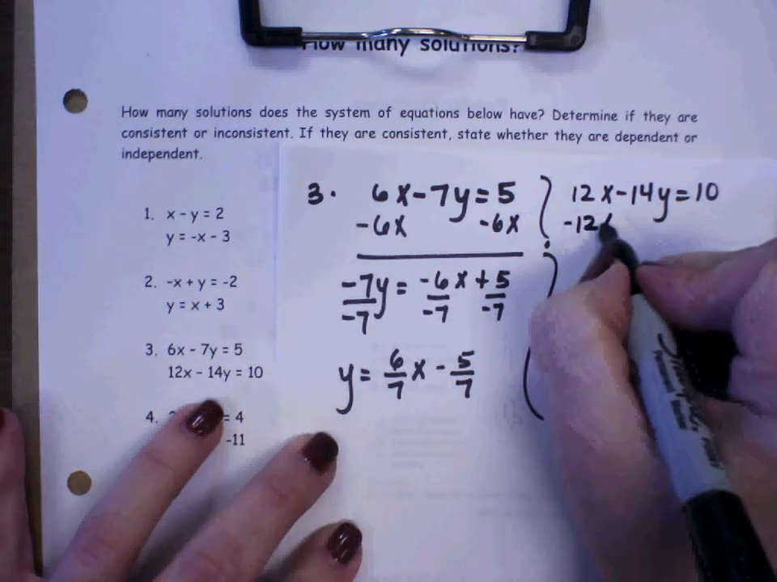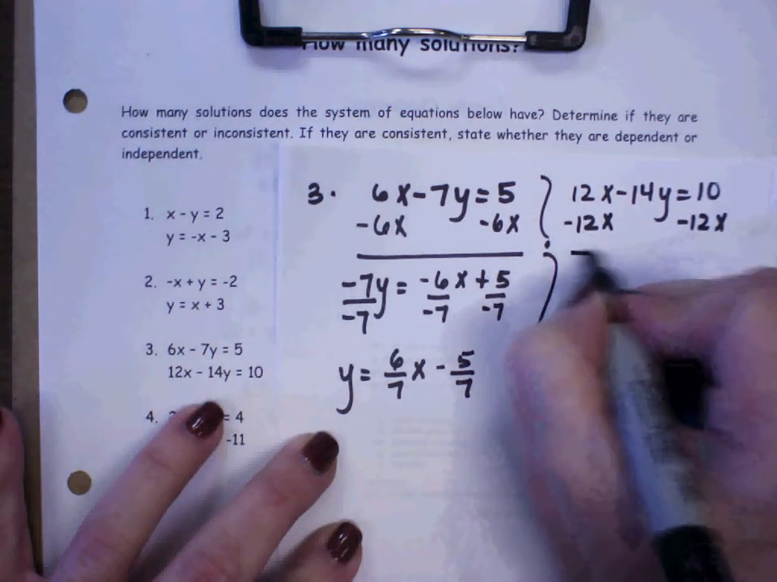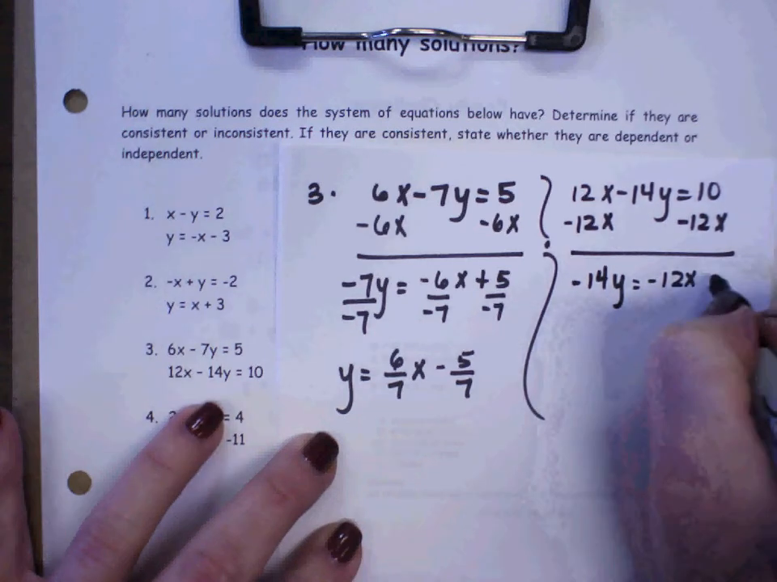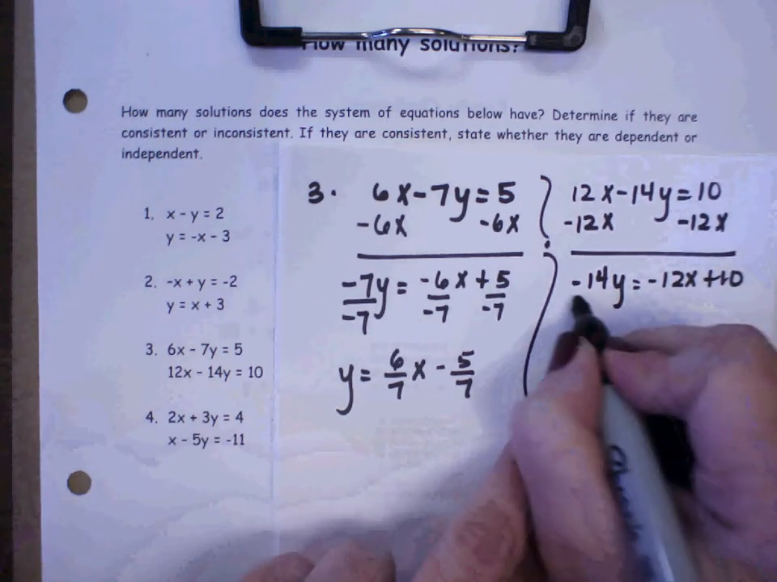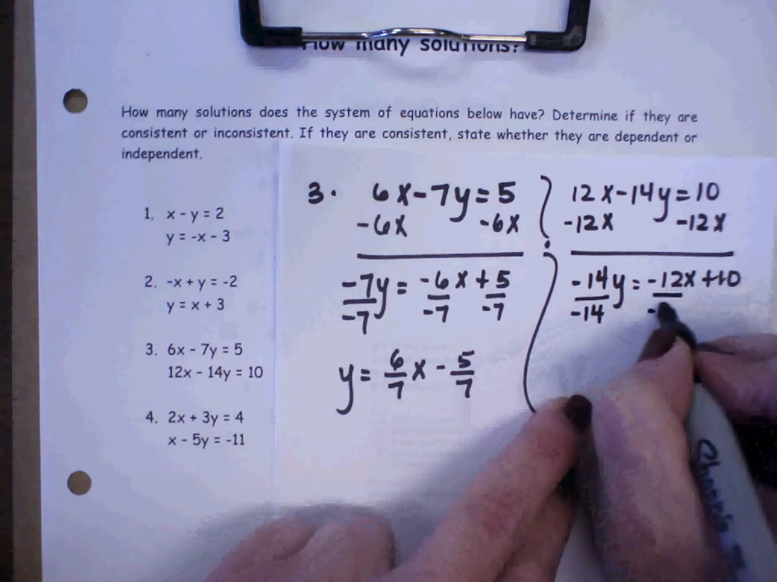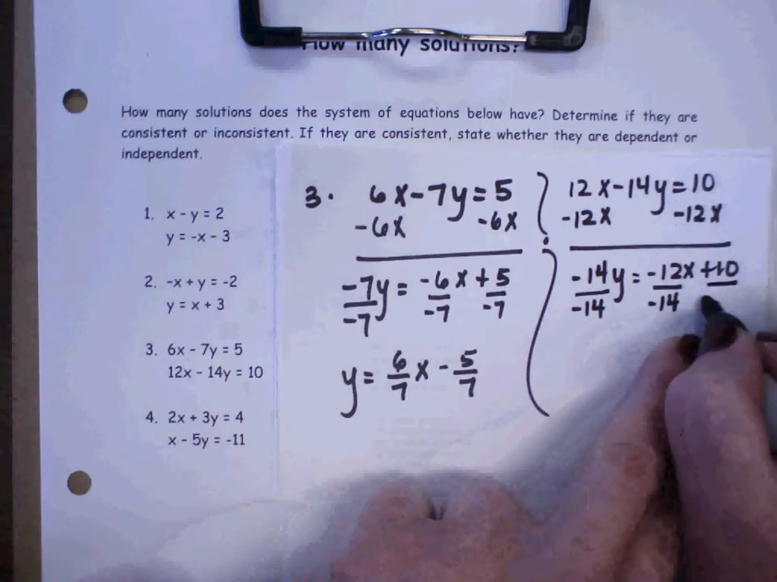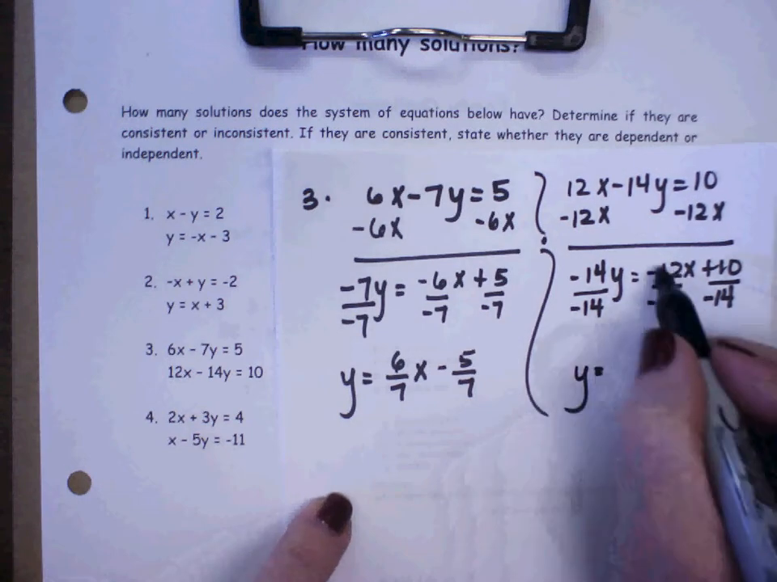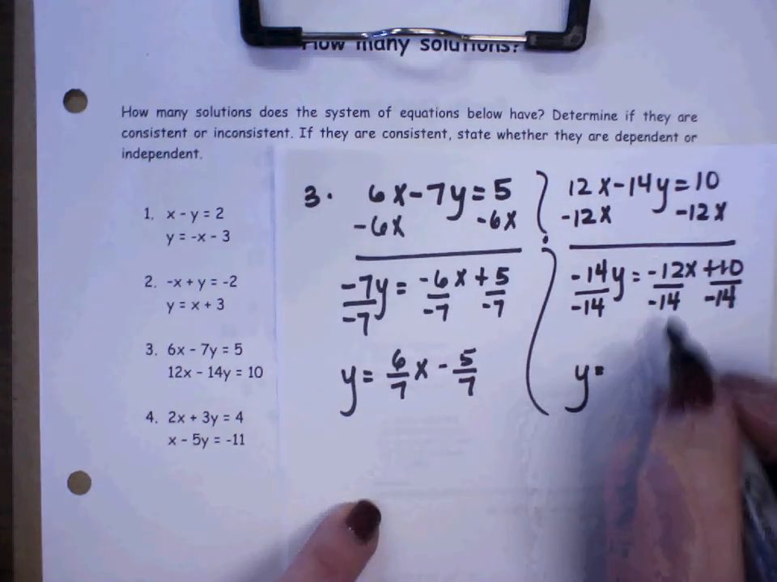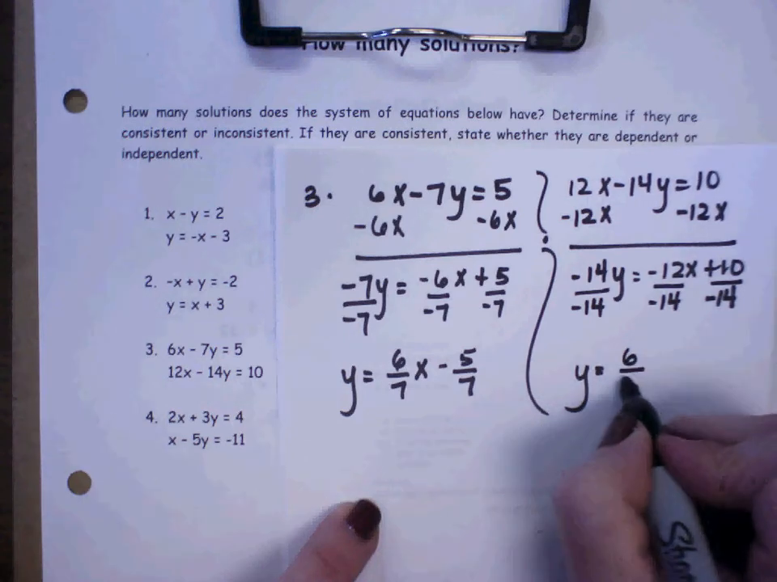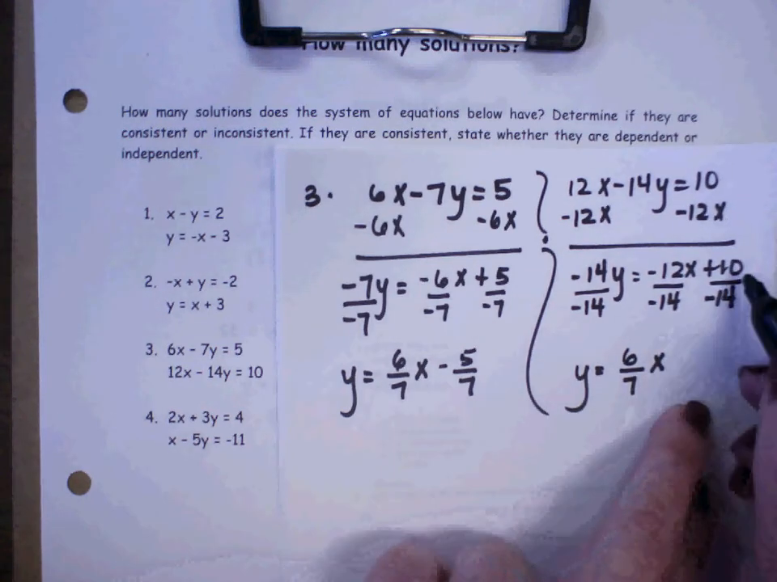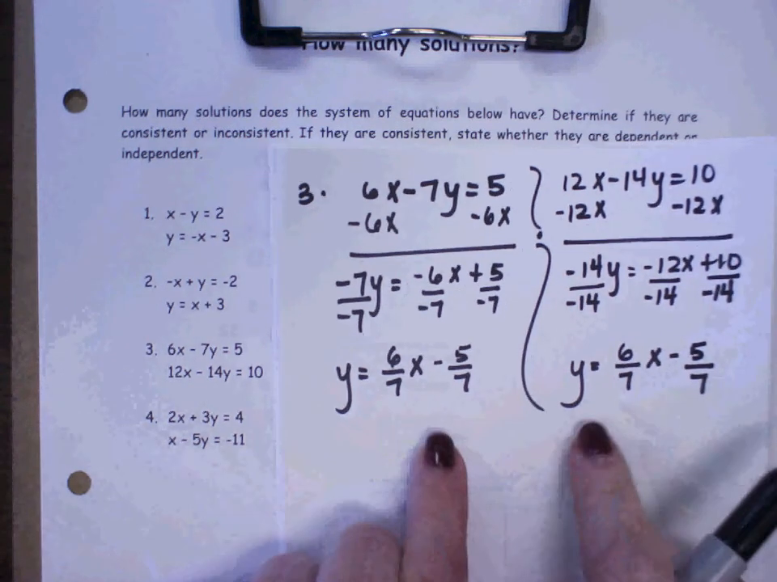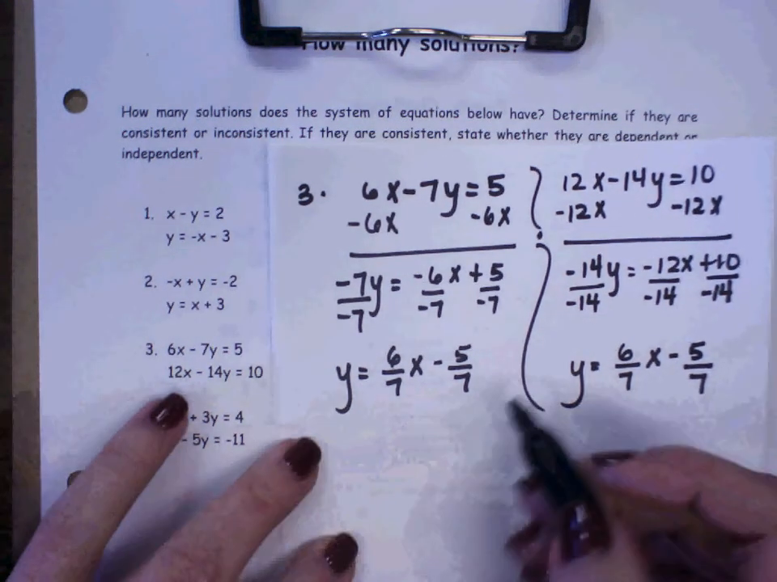And for the second one, it would be minus 12x, so negative 14y equals negative 12x plus 10. And now I'm going to divide by negative 14. So I'm going to simplify. Negative divided by a negative is a positive, and I can simplify by 2, and that would be 6/7 x. And then this one would simplify to negative 5/7. Now those two are exactly the same line.